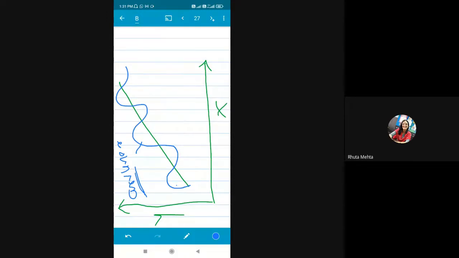So we are not talking about non-linear or curvilinear. We are going to focus only on the linear relationship between two variables. That's why it is known as simple regression, or simple linear regression. Am I clear? Yes, ma'am.